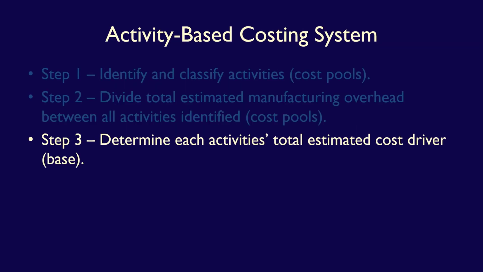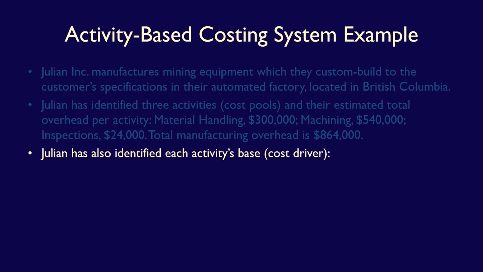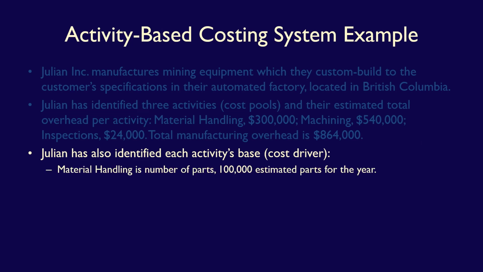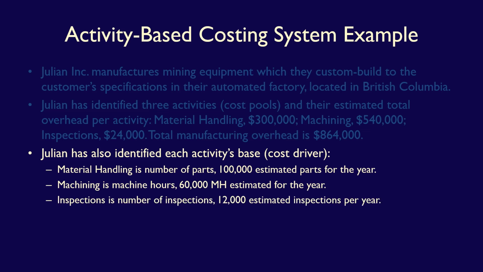Step 3 is for management to determine each activity's total estimated cost base, or cost driver. Julian has also identified each activity's base. Material handling is number of parts, 100,000 estimated parts for the year. Machining is machine hours, 60,000 machine hours estimated for the year. Inspections is number of inspections, 12,000 estimated inspections per year.